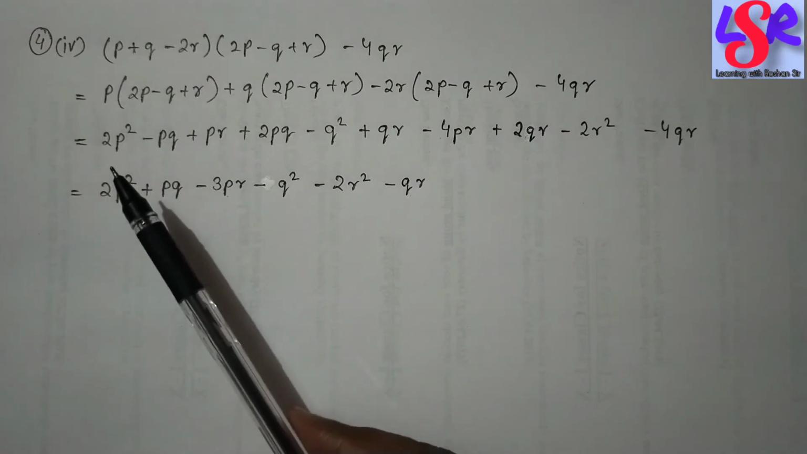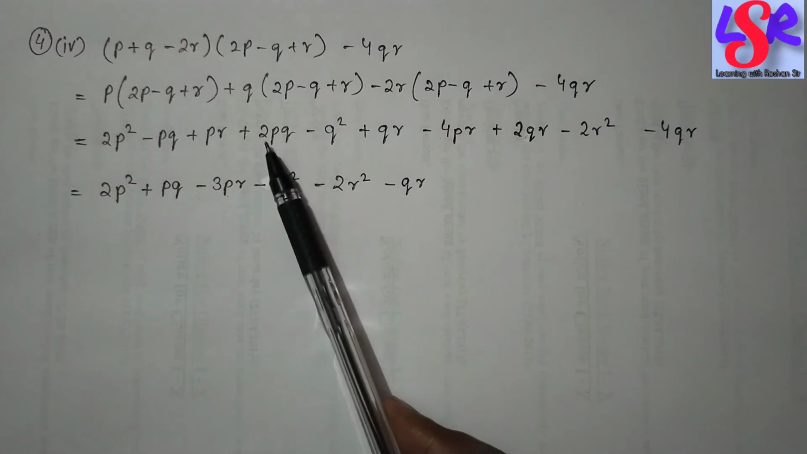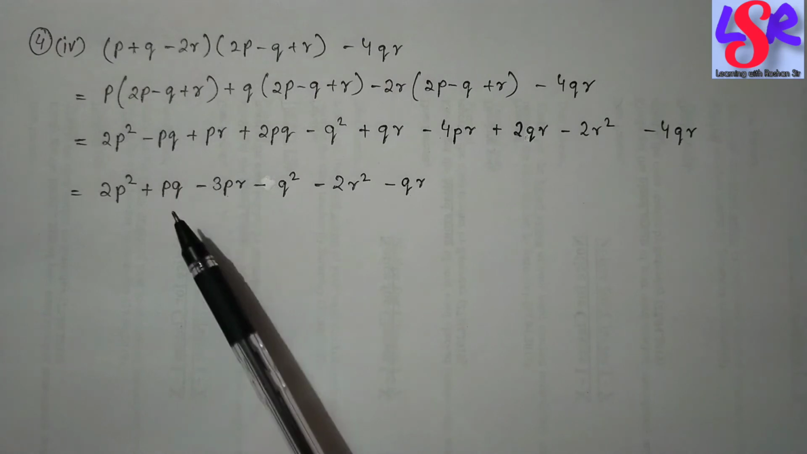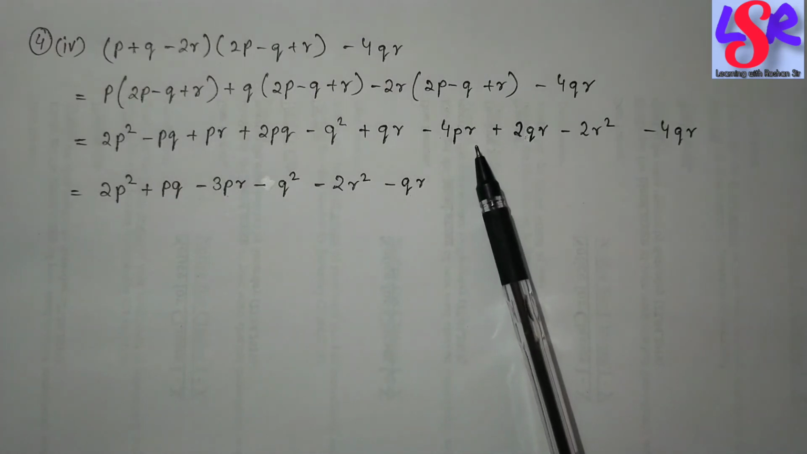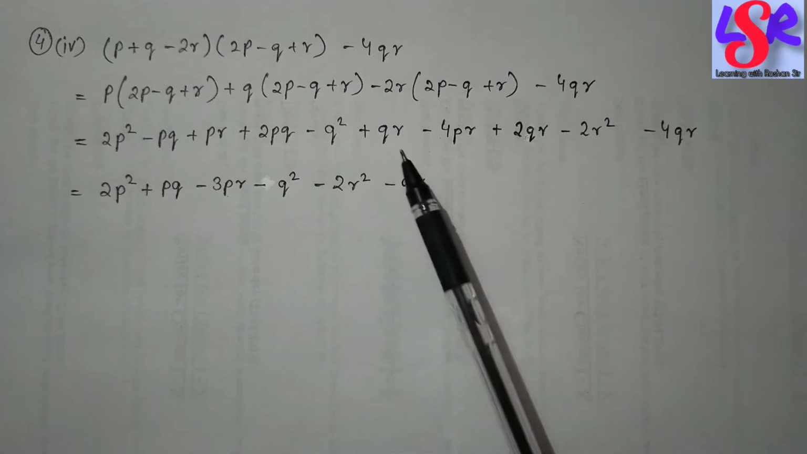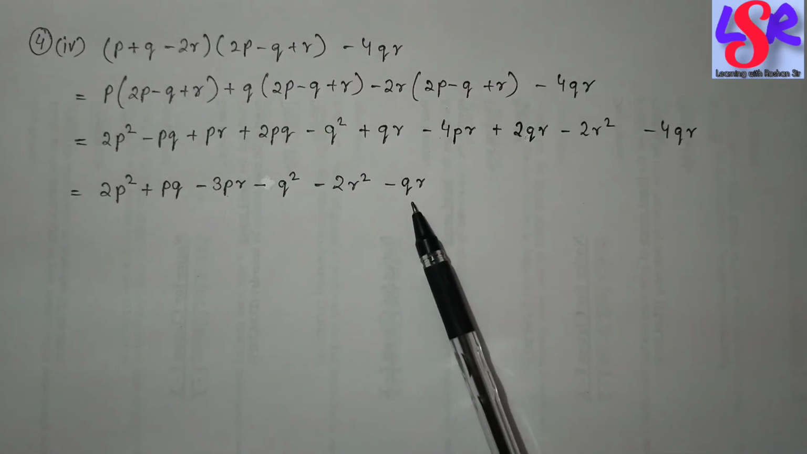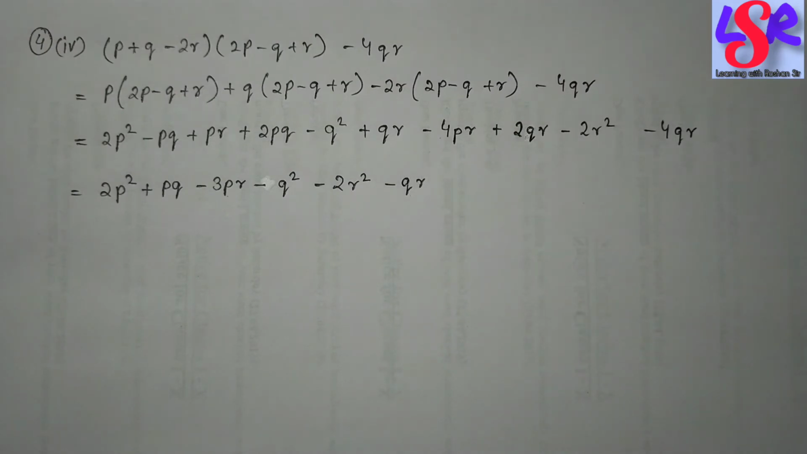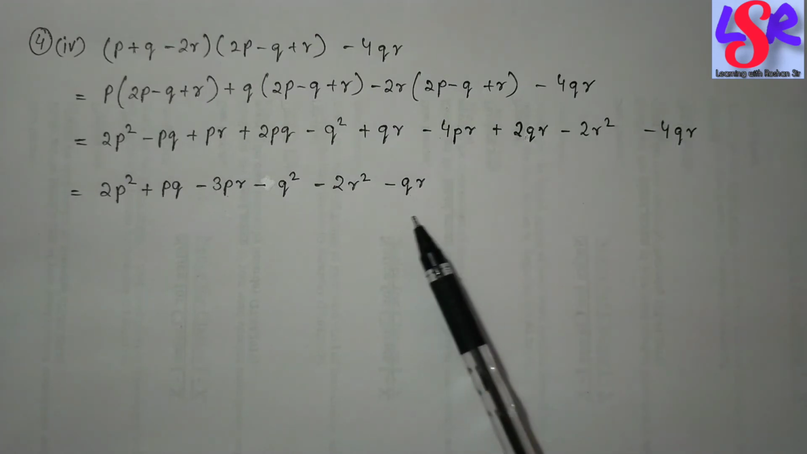P square is single over here, it's just copied. Then PQ is solved with this one, 2PQ minus PQ. We got single PQ. Then we are having plus PR and minus 4PR, and they solve it to get minus 3PR. Then minus Q is copied. Then here we are having minus 2R, just copied, and then QR is solved with this and this one. On solving all this, we have got minus QR.